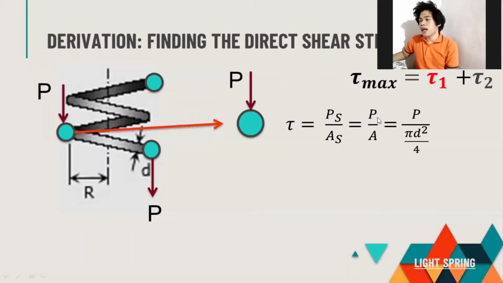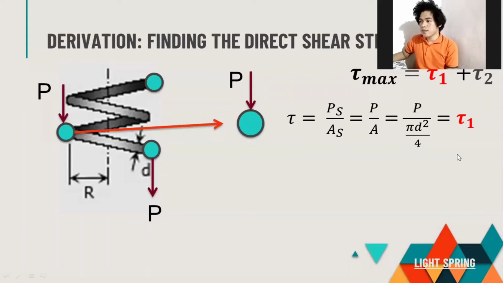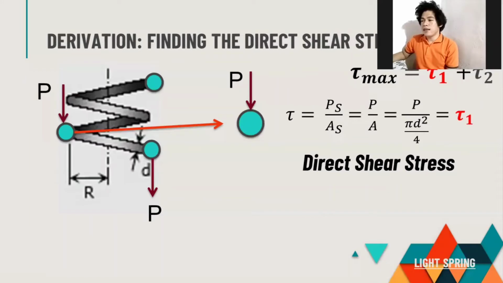Okay, so force over area, where area is, since yan ay round rod, we have pi d squared over 4 para sa kanyang area. Okay, so that is our tau sub 1. That is our direct shear stress.